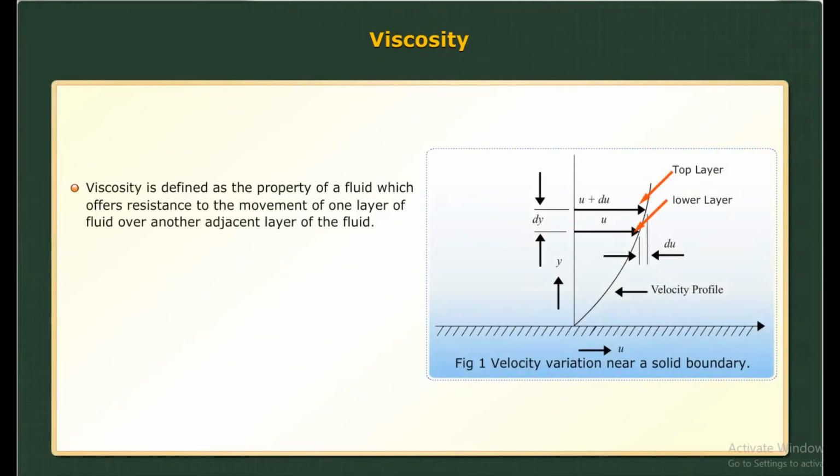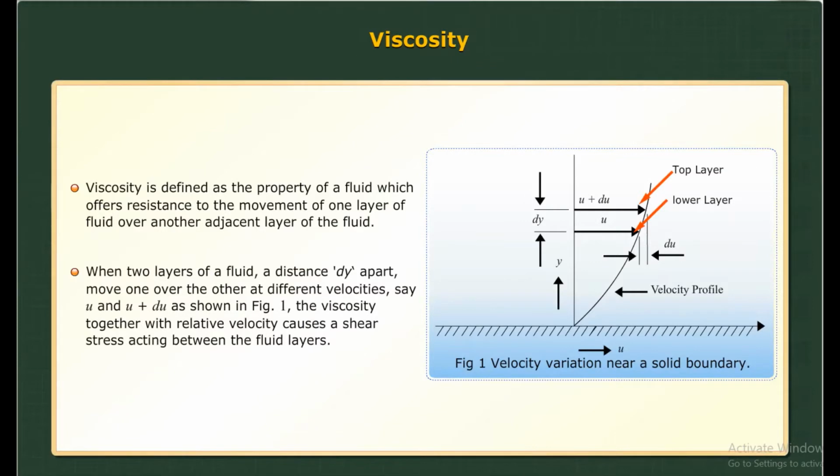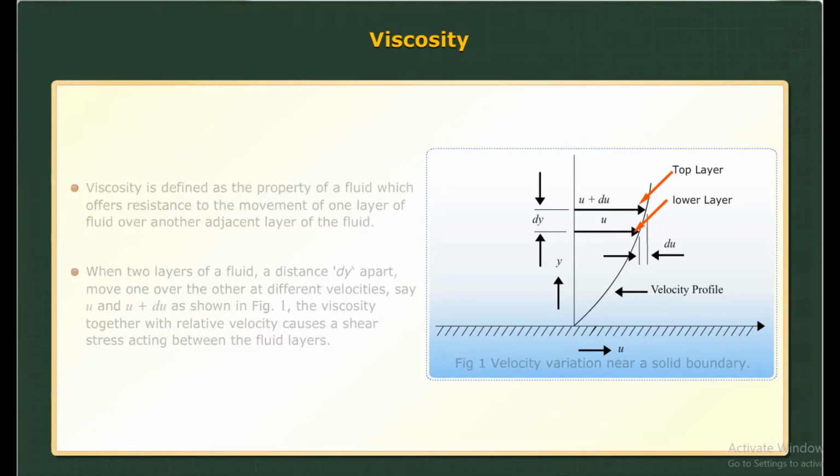Viscosity. Viscosity is defined as a property of a fluid which offers resistance to the movement of one layer of fluid over another adjacent layer of the fluid. When two layers of a fluid, a distance dy apart, move one over the other at different velocities, say u and u plus du, as shown in figure 1, the viscosity together with the relative velocity causes a shear stress acting between the fluid layers.